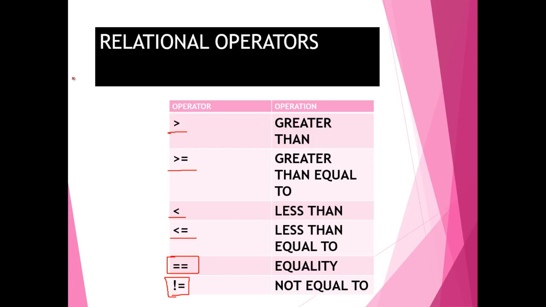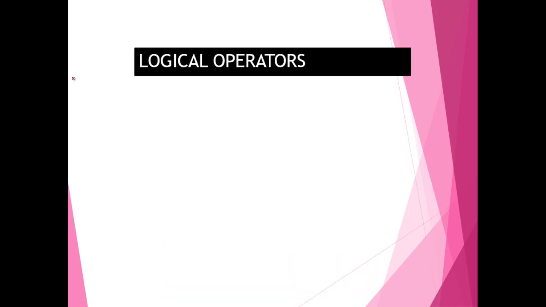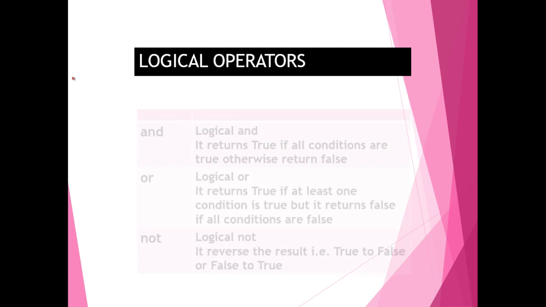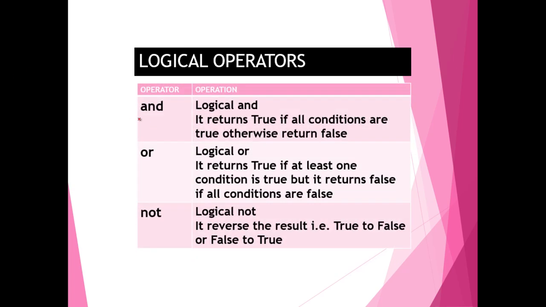Now after the relational operators, the next type of operator we have is the logical operator. Under logical operators we have three types: the first is AND, then OR, and the next one is NOT. Let us see what logical AND represents. We are discussing the AND operator first. The logical AND operator returns true if all conditions are true, otherwise it returns false.